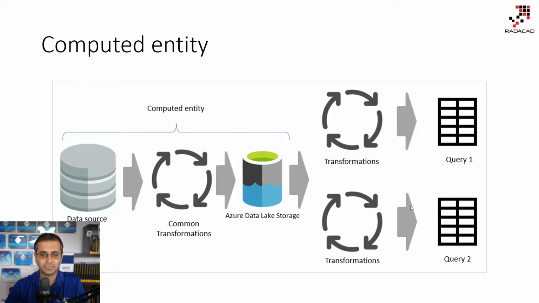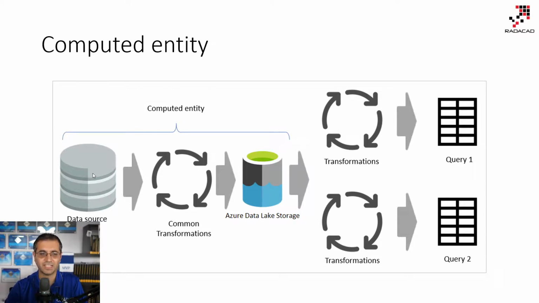What you can do is the common transformation using a computed entity. It stores the data in Azure Data Lake Storage, and then the other two queries get data from that. The computed entity is stored as an actual entity, and that makes all the difference. It is processed once, and then these queries are processed from the result of that.